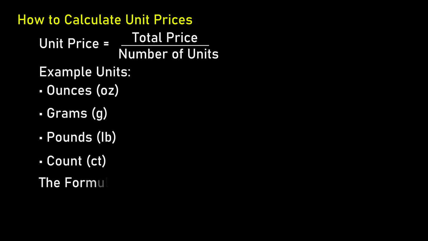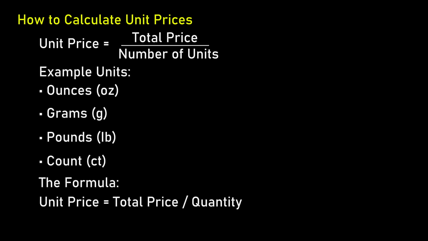The formula is simple. Take the total price and divide it by the quantity or size listed on the package. Our ultimate goal is to find the item with the lowest unit price, because that represents the most product for every dollar you spend. Let's walk through a real-world example you might see in the pasta aisle.